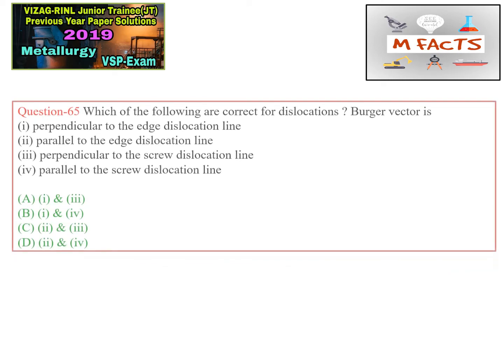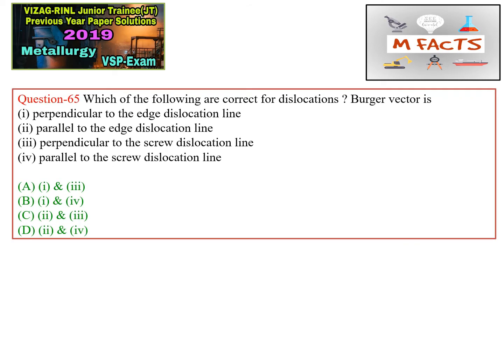So the next question is which of the following are correct for dislocations? Burgers vector is, okay. So this is the relation between Burgers vector and edge dislocation and screw dislocation. Okay. So you must know about how the Burgers vector is related to edge dislocation and screw dislocation. Okay. So for this question we have to read the options.